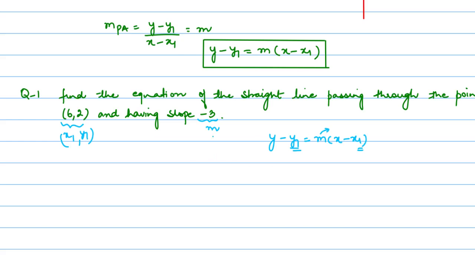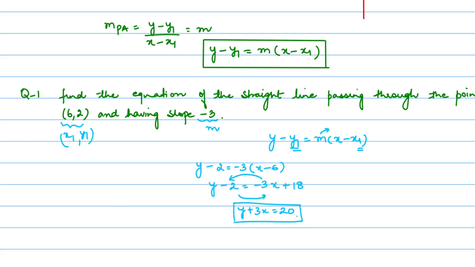Therefore m is given to be minus 3, and the point is 6, 2. Therefore y minus y1 is y minus 2. What is m? Minus 3, x minus x1. Therefore y minus 2 is equal to minus 3x plus 18. We'll take 3x to this side and 2 to that side. So y plus 3x is 18 plus 2, 20. Therefore this is the equation of our line. This is the equation of a line which is passing through 6, 2 and having a slope of minus 3.